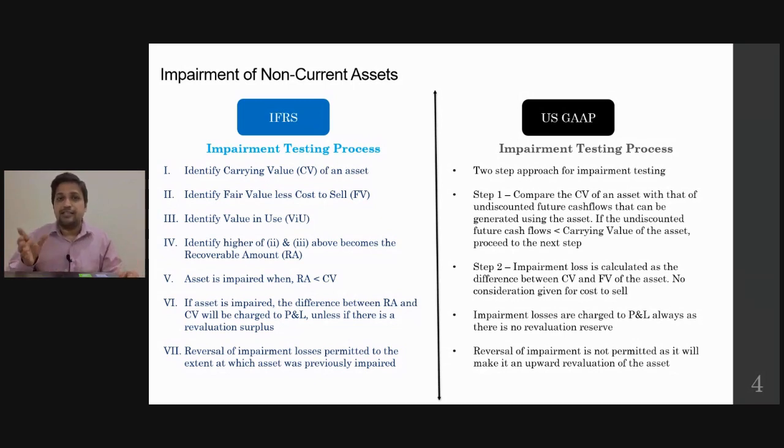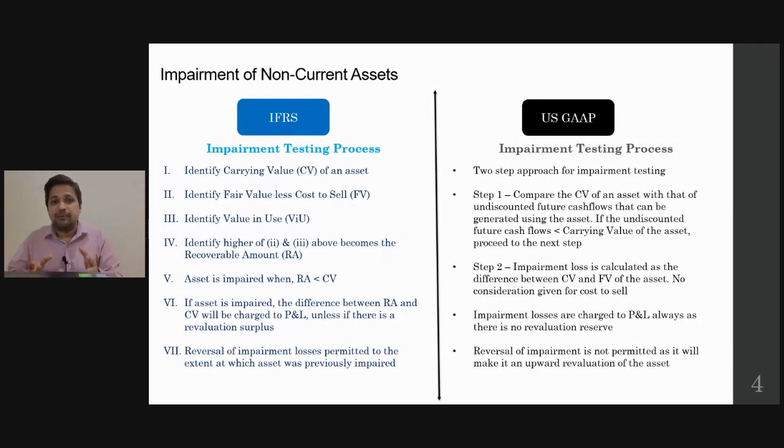And remember, this is different from value in use in IFRS, because in IFRS, value in use is calculated as present value of future cash flows that can be generated by using the asset. But remember, in the US GAAP, the cash flows are not discounted. Suppose if the undiscounted future cash flows that can be generated by using the asset is lower than the carrying value of the asset, then entities need to move to the second step.